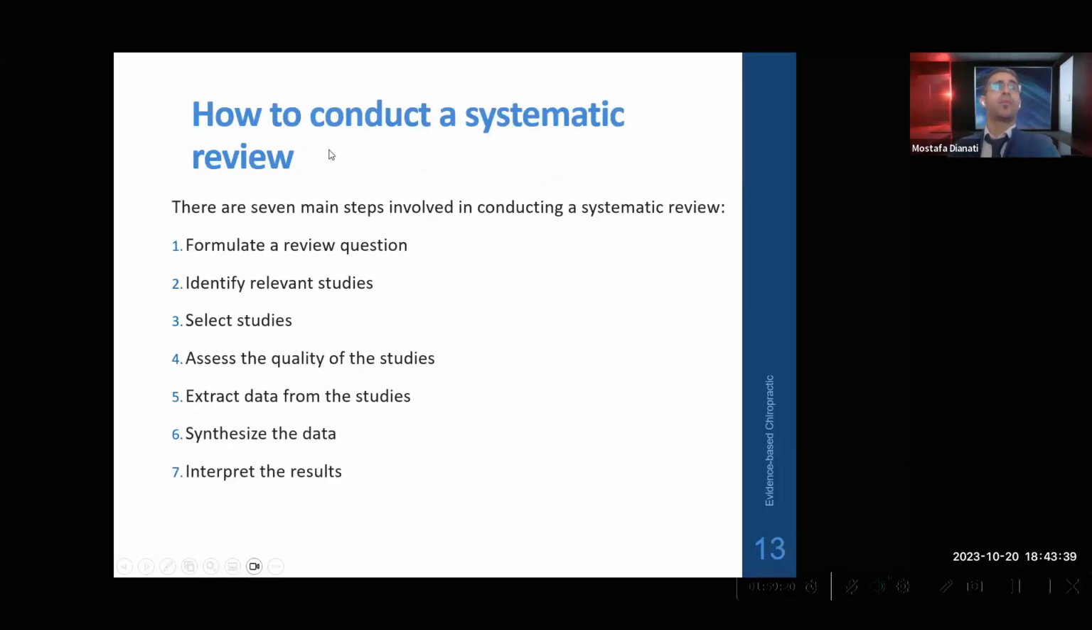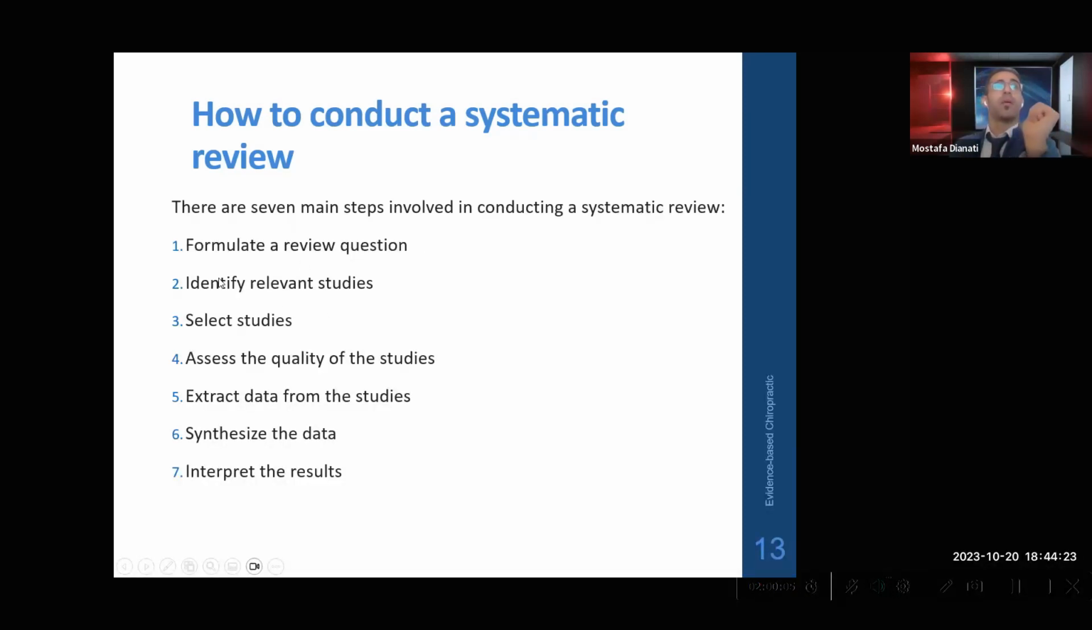And how to conduct a systematic review? There are some main elements in conducting a systematic review. First of all, you need to formulate a review question. You have to be really sure about the question that you are going to answer. If you have enough evidence and the evidence is controversial, some studies are trying to say positive association, some studies are going to say negative association, some of them are going neutral association, not positive, not negative, no association. So you have to have a really robust, well-formulated review question.